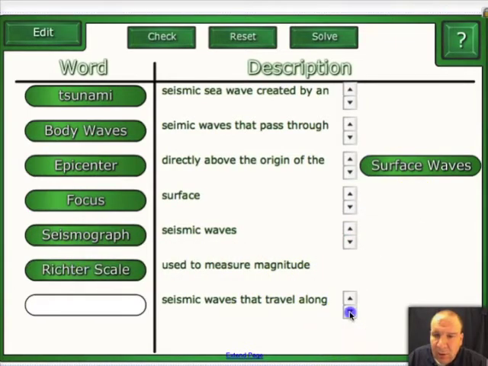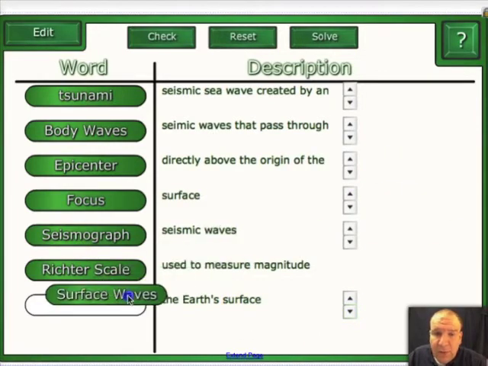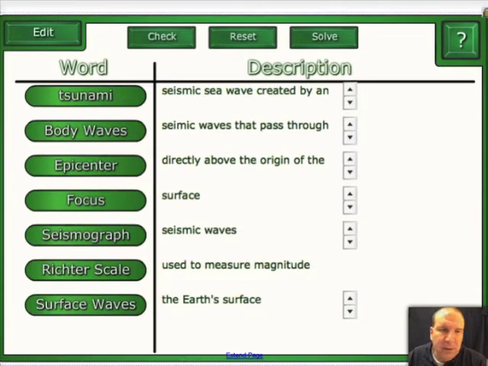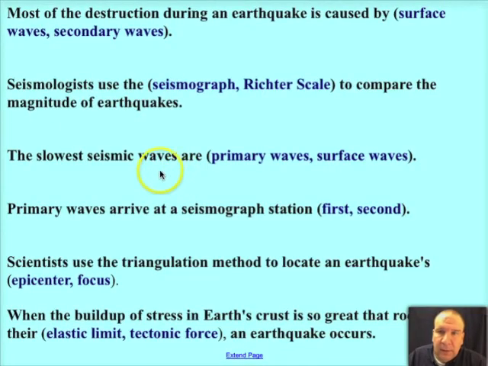Seismic waves that travel along the Earth's surface, surface waves. So again, use those textual clues to help you out. So reading is really important. So how'd you do on this one? Would you have gotten them all right? How about this one right here?